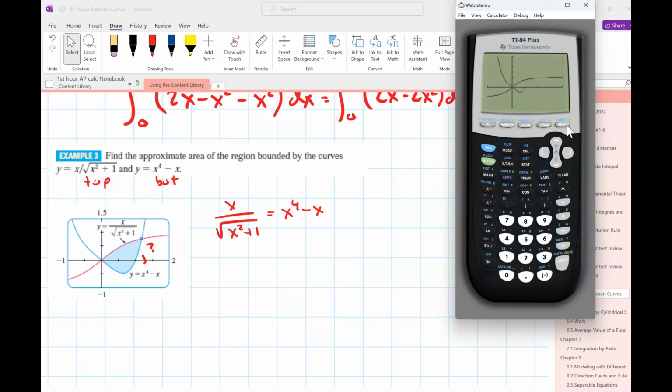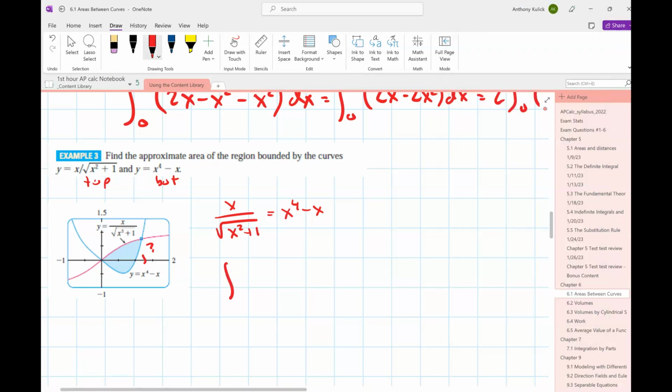So here's my function. Second trace, intersect command, enter, enter. And now the guess matters a little bit because you have more than one intersection. So I'm going to move my guess so it's pretty much on that intersection just to make sure it doesn't do something dumb and just find this one over here. So I got about 1.118.